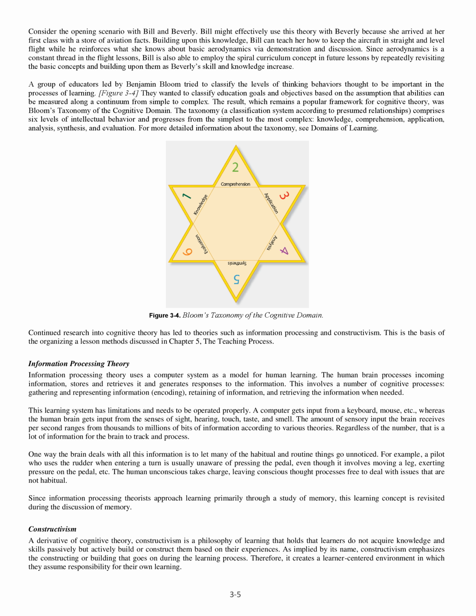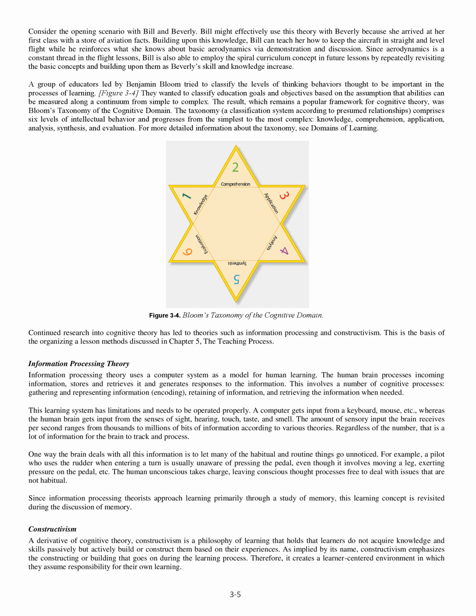Continued research into cognitive theory has led to theories such as information processing and constructivism. This is the basis of the organizing a lesson methods discussed in Chapter 5, the teaching process. Information processing theory uses a computer system as a model for human learning. The human brain processes incoming information, stores and retrieves it, and generates responses to the information. This involves a number of cognitive processes: gathering and representing information, encoding, retaining of information, and retrieving the information when needed. This learning system has limitations and needs to be operated properly.